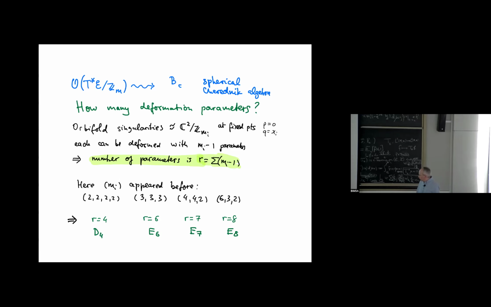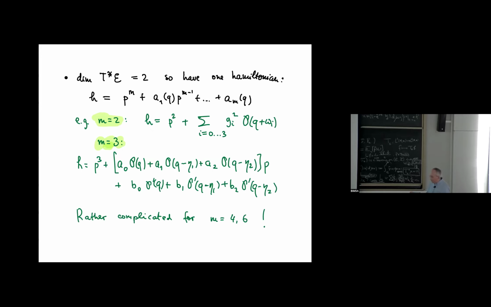Okay, and that's exactly what happens. So you get as many deformation parameters as written here. Now, because you have just P and Q, it's just 1 degree of freedom for your integrable system. You get just 1 Hamiltonian. So the integrable system is given by 1 Hamiltonian, which will be a polynomial of degree m. The coefficients will be elliptic functions of Q, and they also depend on those extra parameters of deformation.